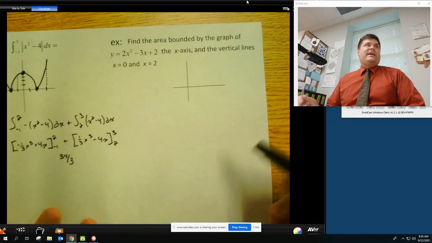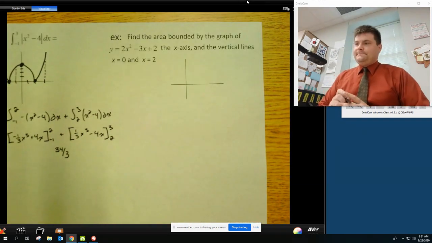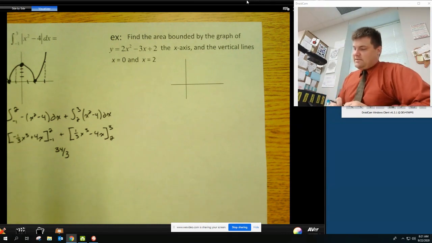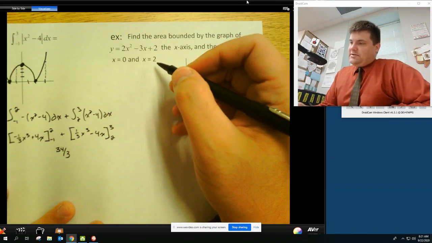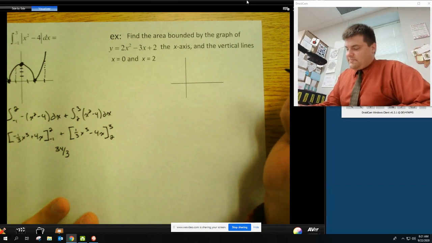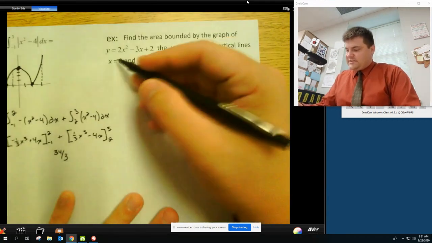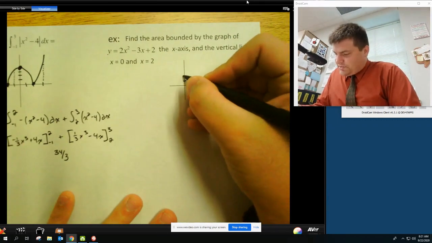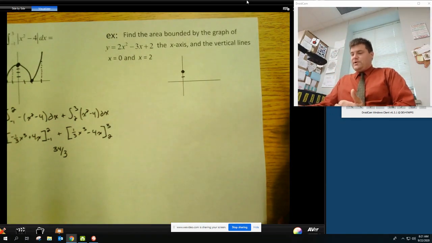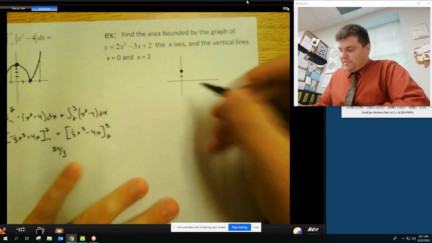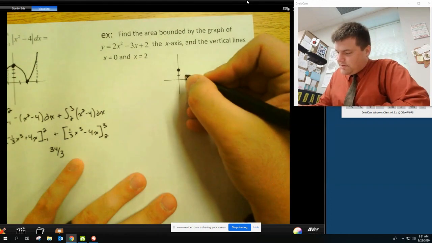Last problem, find the area bounded by the graph, and it gives me this graph right here, the x-axis, and the vertical lines x equals 0 and x equals 2. So what I'm going to do here is a little bit of a sketch just to see what this looks like. If I plug in a 0, I'm going to get 2. Now, you don't have to sketch it, but I will so we can imagine what's going on here. And if I plug in a 1, that's going to give me a height of 1.